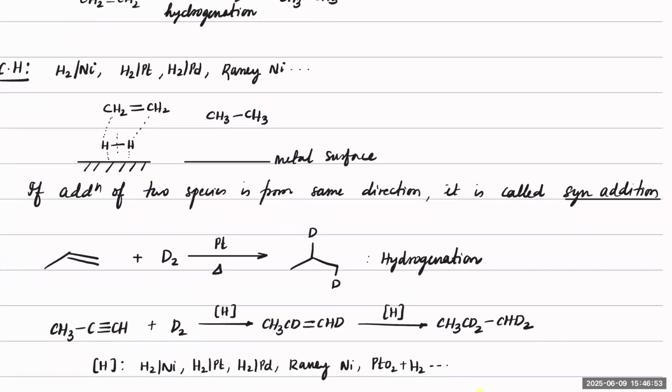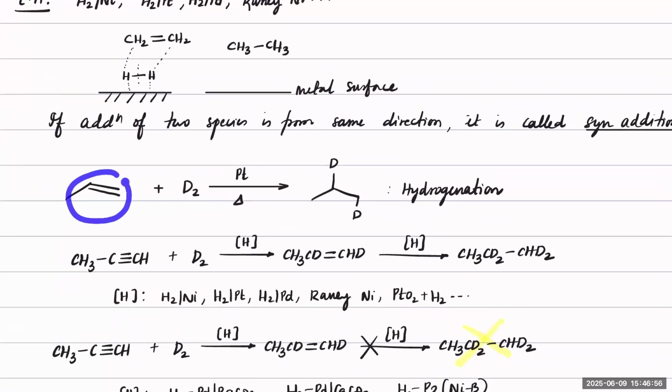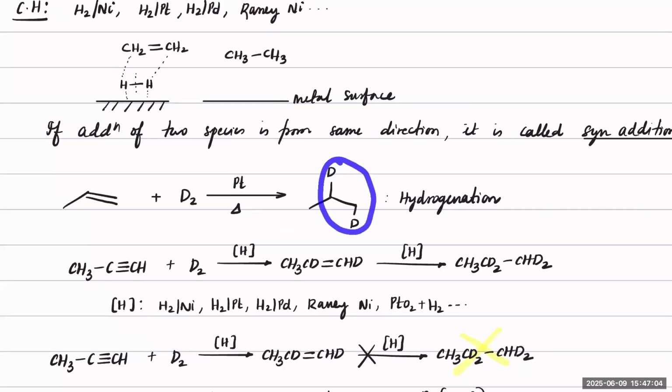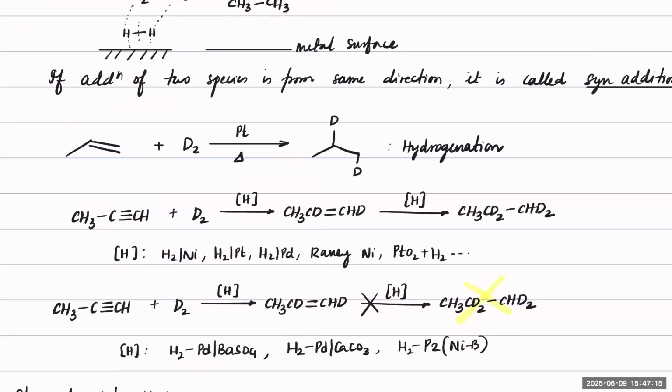Now, if we have a double bond and I make deuterium add instead of H2, again in the presence of platinum, palladium, nickel, anything, you will get a syn addition here. Okay. If it is deuterium, you can call it deuteration. If it is hydrogen, you call it hydrogenation. If you have a triple bond also, on adding D2, you would first get a double bond and then on further addition, you'll get a single bond.